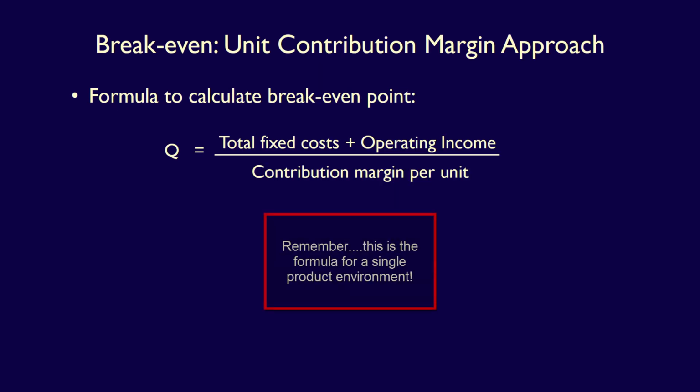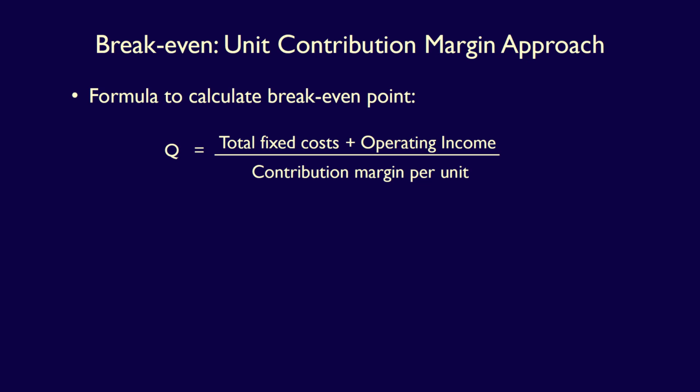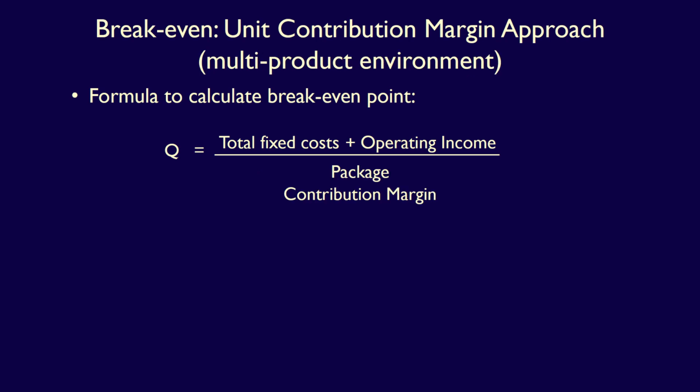Recall that the formula for this approach when a company produces one product is as follows. Q, meaning quantity in units, is equal to total fixed costs plus target operating income, all divided by the contribution margin per unit. For a multi-product environment, we have to modify the formula as follows. Q, meaning quantity in units, is equal to the total fixed costs plus the target operating income, all divided by the package contribution margin. What is a package contribution margin? Well, let's figure that out while we solve a step-by-step problem.